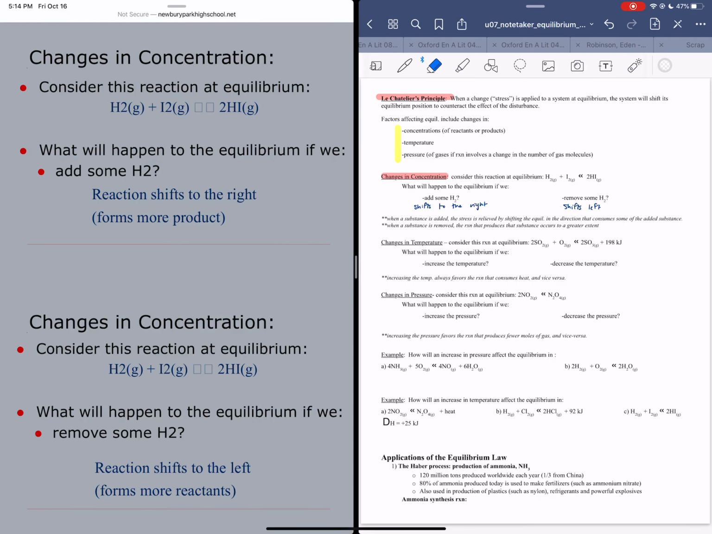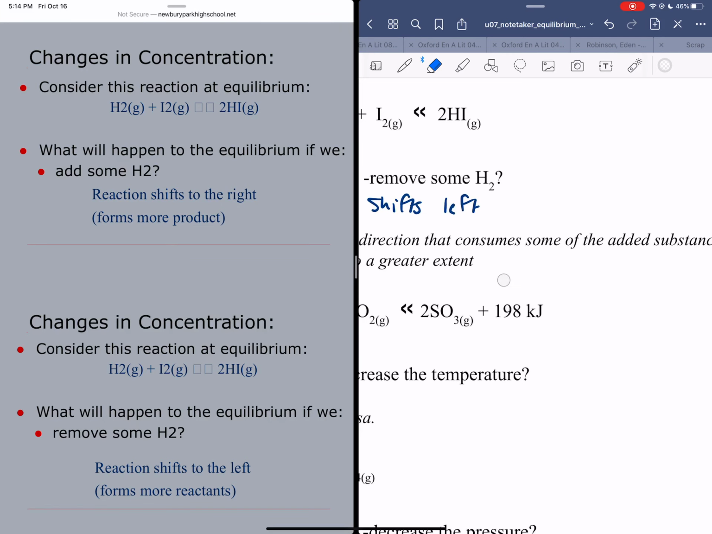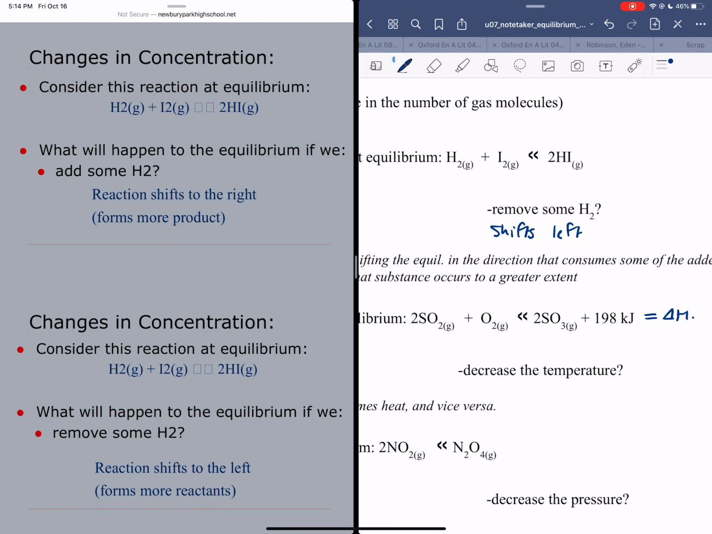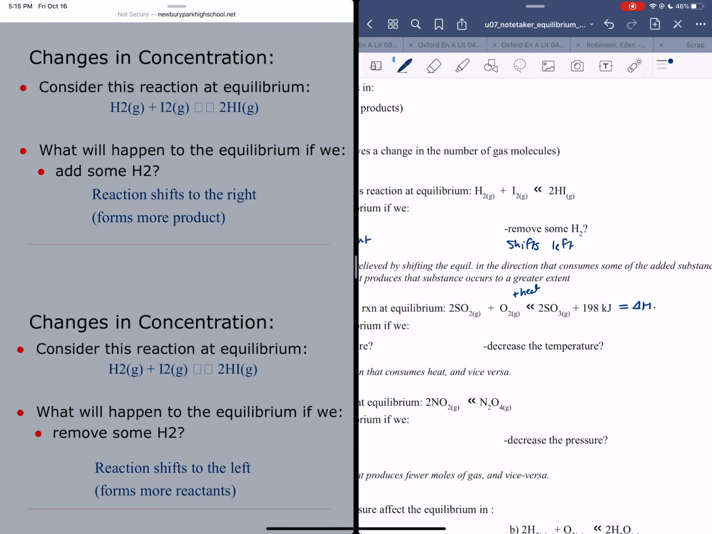Changes in temperature. Consider this reaction at equilibrium: 2SO2 plus O2 in equilibrium with 2SO3. And recall, the delta H, or change in enthalpy, is positive, which indicates an endothermic reaction. What I like to do to make this a bit more intuitive is write heat as a reactant, because in an endothermic reaction, we're consuming heat to produce the reaction.